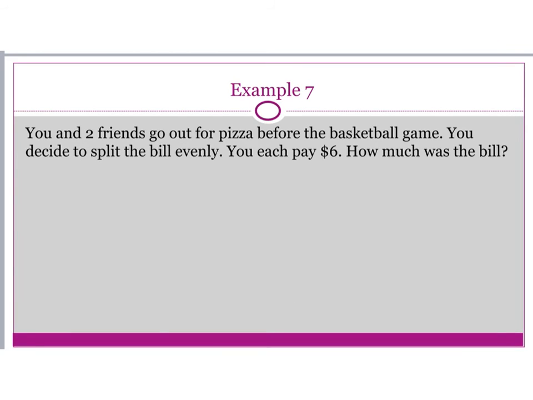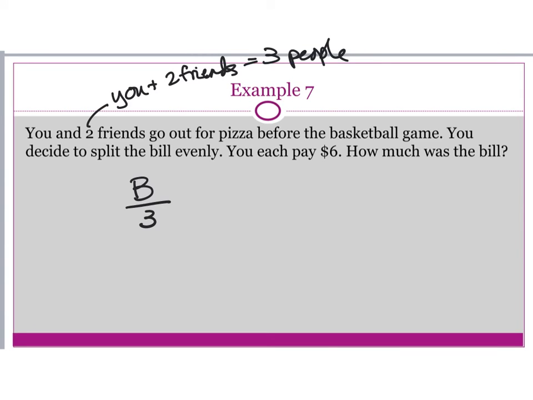Example 7 says, you and 2 friends go out for pizza before a basketball game. You decide to split the bill evenly, and you each pay $6. How much was the bill? So we know that if we have a bill, which I'll call B, and if we divide this, it's you and 2 friends, so you plus 2 friends is going to give you 3 people. So I'm going to take that bill and I'm going to divide it in thirds.